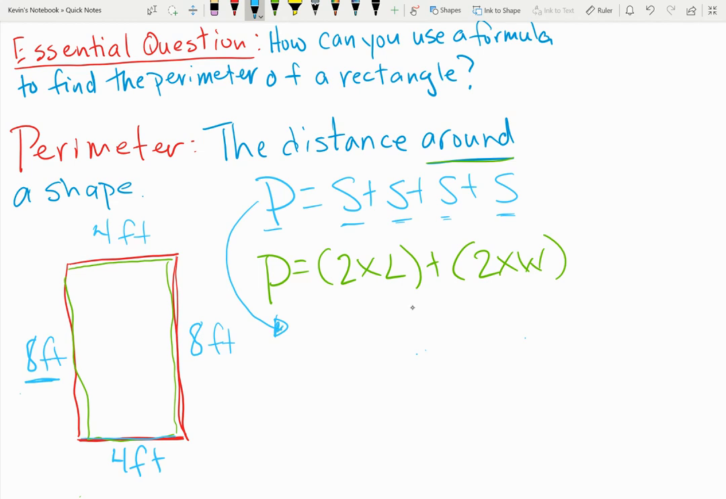So if I take this formula here, I could just do perimeter equals side, 8 plus 8 plus 4 plus 4. If I add those together, 8 plus 8 is 16, plus 4 is 20, 24. I know the total length around the edge is 24 feet.